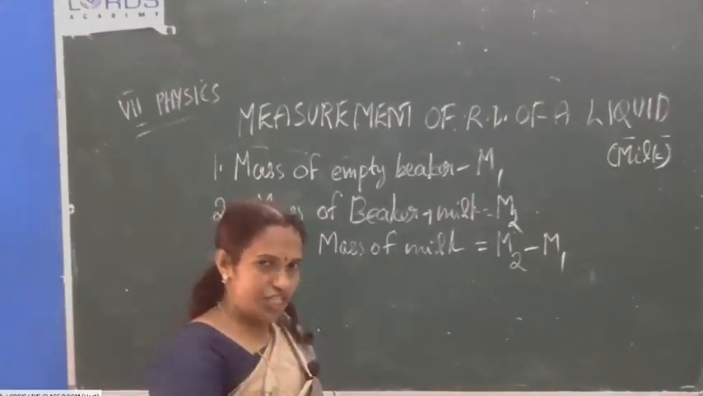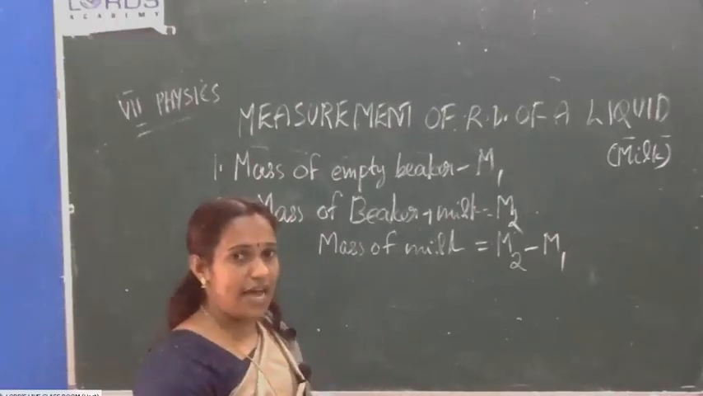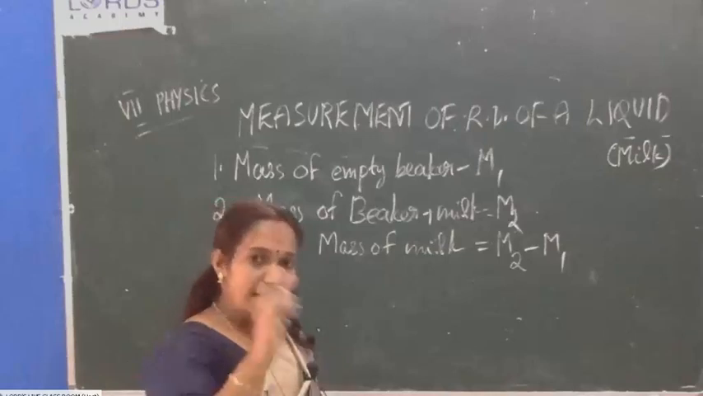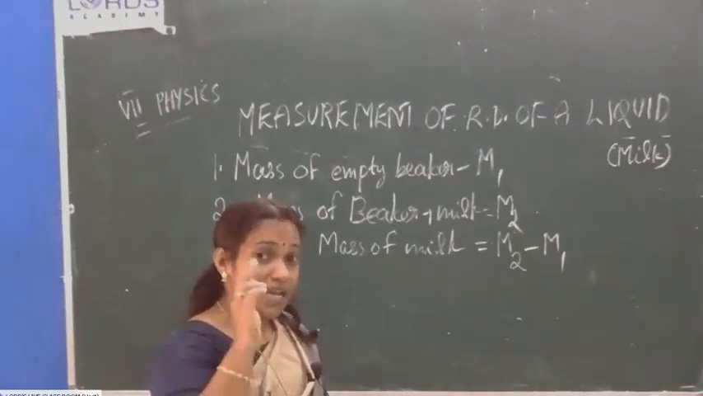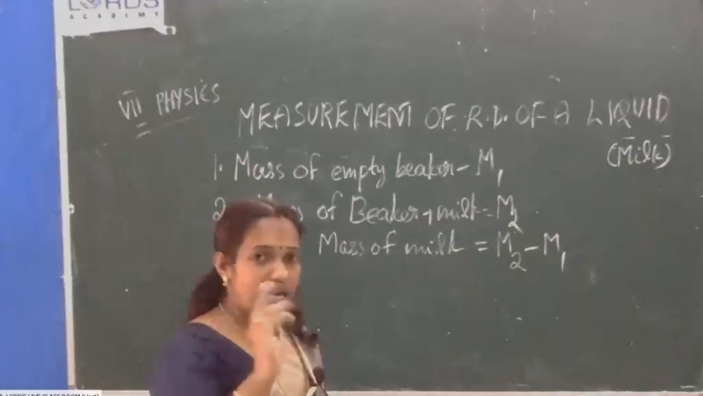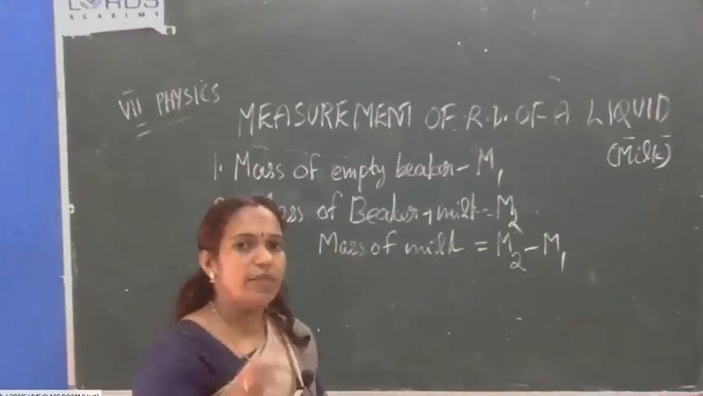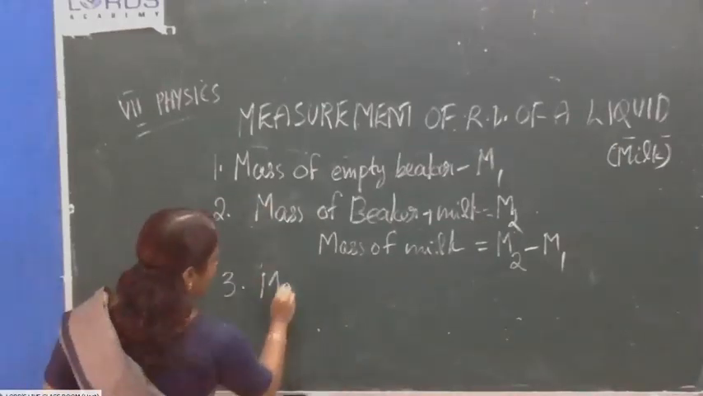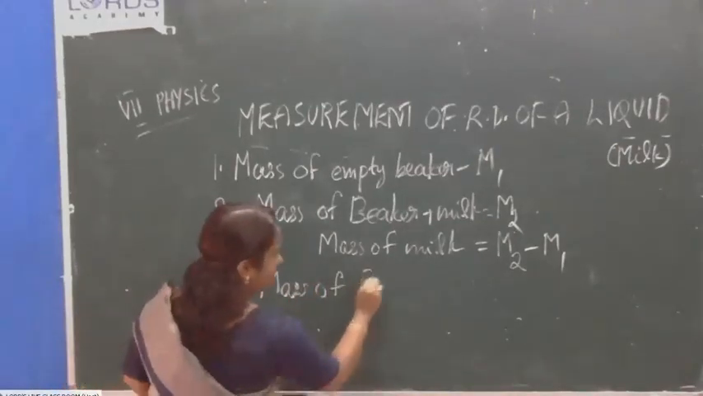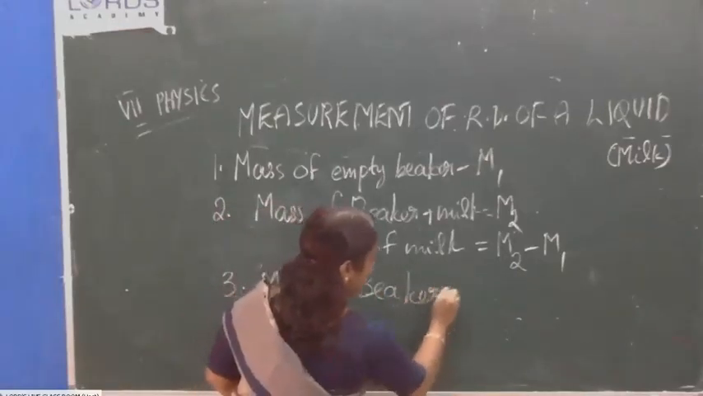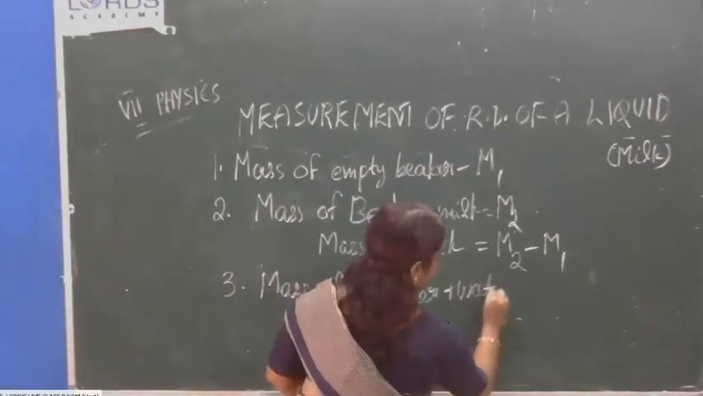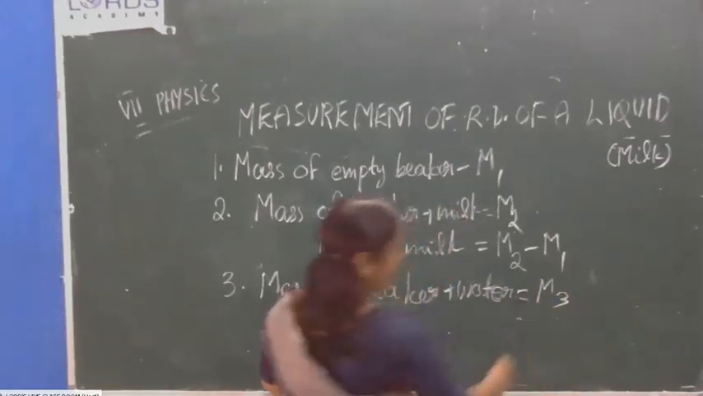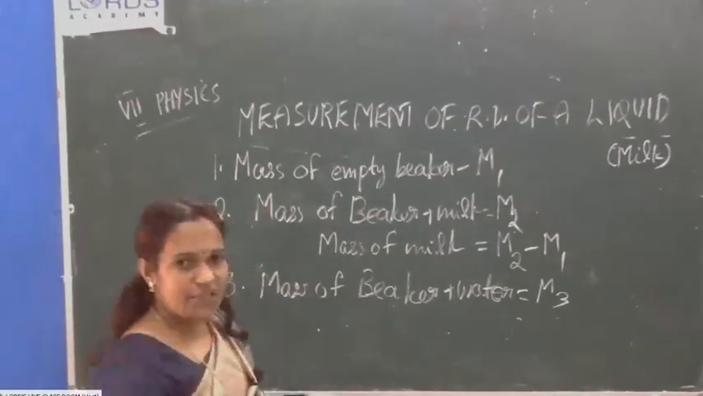Then again wash it, and after making it dry, what you have to do? Pour water into it. Yes, and then next what you have to ensure? Take the same volume. If you took 100 ml of milk, 100 ml of water also you have to take. Again measure the mass. Mass of beaker with water, isn't it? Mass of beaker plus water. M1 also we have given, M2 also, so let it be M3. Mass of beaker plus water.